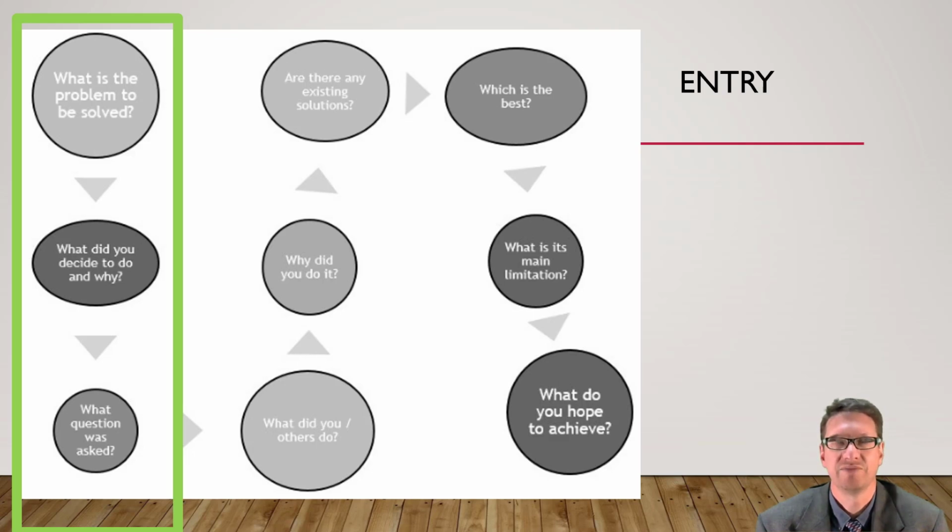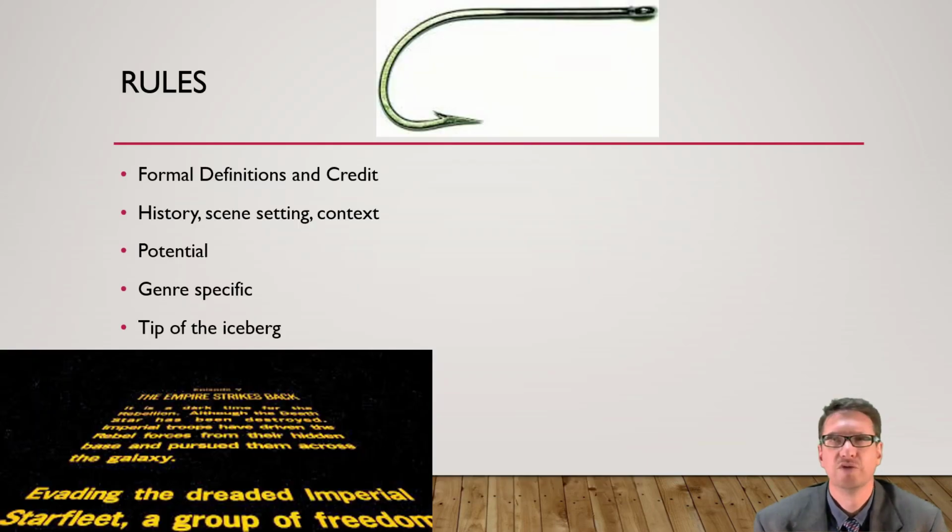It's exactly the same kind of framing as an abstract, but this is what you're also seeing in the first paragraph of an introduction. It's got rules as well. Formal definition. What are you talking about? Set the scene. What's the history? What potential is there? It's very specific to what the genre looks like, as to what this paragraph looks like, but it is the tip of the iceberg. It needs to show a little bit, but make the reader want more.